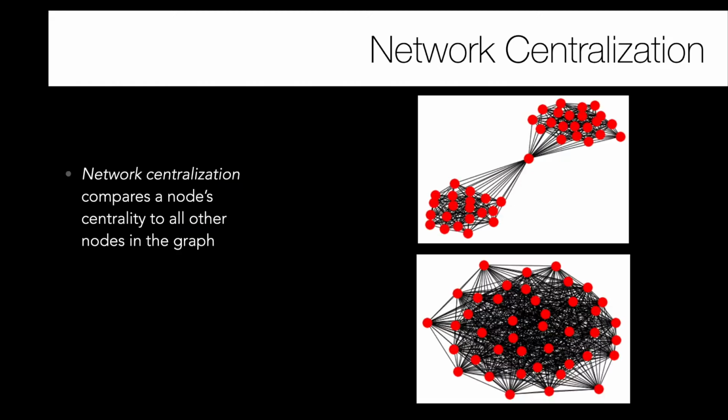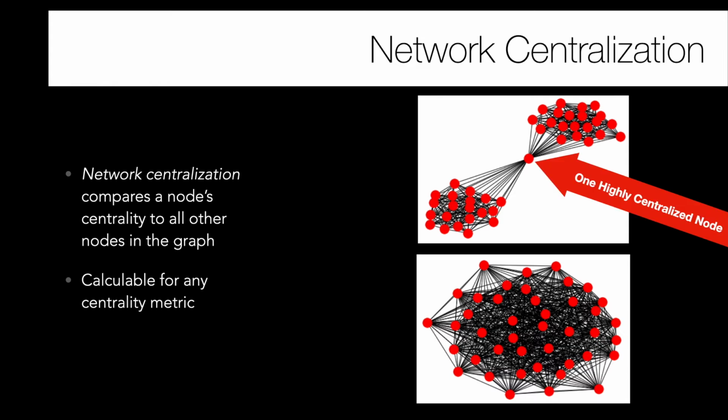We've also talked about network centralization, where we can take a node and compare its centrality to all of the nodes in the graph to get some idea of how centralized or how important that node is in the graph. And this will work for any centrality metric that you want to calculate. So we can look at this top network and say this node in the middle has some high centralization, whereas most of the nodes in this bottom graph are generally uniformly centralized.